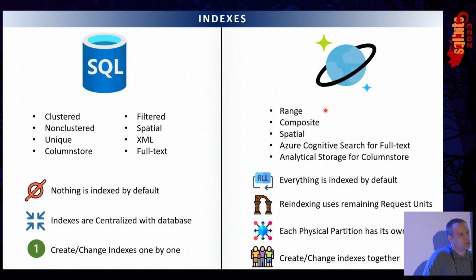Each physical partition, as I showed you, you might have 20 physical partitions, right? Each of them has its own index files, which means that if you need to do reindexing, you have to send that reindexing to 20 different physical partitions. Because of that, you want to create and change all the indexes together, not like SQL Server, where you say, let me do one first, I will do the second one later. You want to do all the changes together in Cosmos DB.